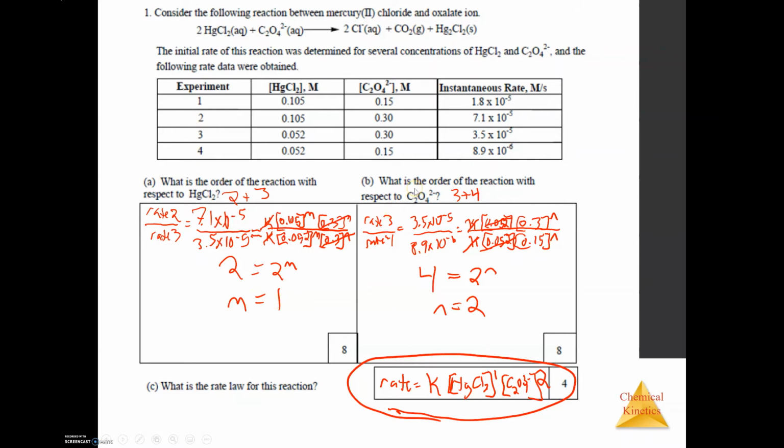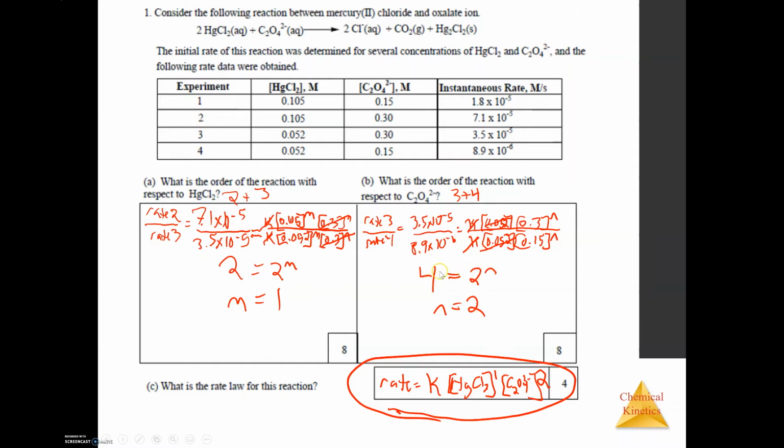Now looking at part B, I'm going to use experiments 3 and 4 because I see that HgCl2 remains constant, and then this changes. Now the little difference here is, if you look at this, this is no longer a double thing. It's not like what we've been seeing in first order. So going through the math, what we observe is that 4 is equal to 2 to the n. So n is going to be second order.